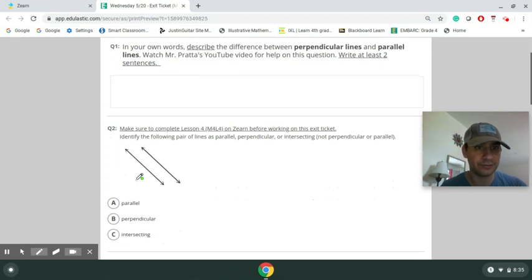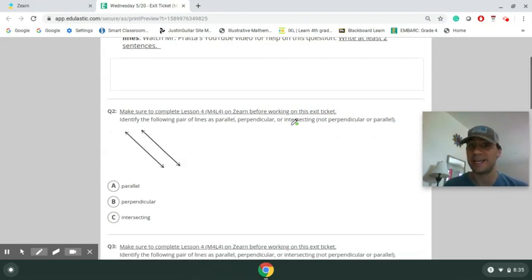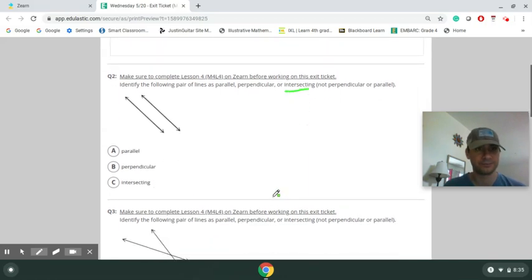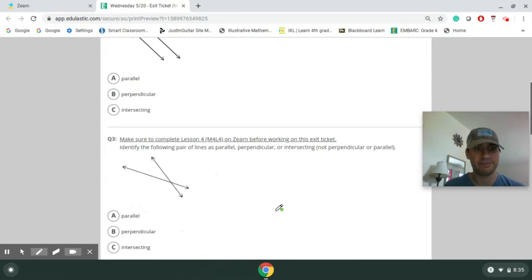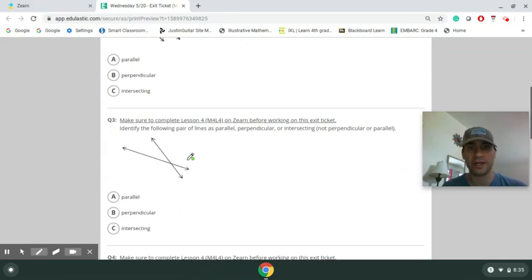For question 2, identify the following pair of lines. Are they parallel? Are they perpendicular? Or are they neither but just touching, which is intersecting? So you're going to choose one of these 3. For 2, are these parallel, perpendicular, or intersecting?